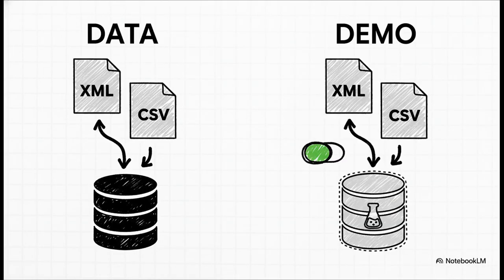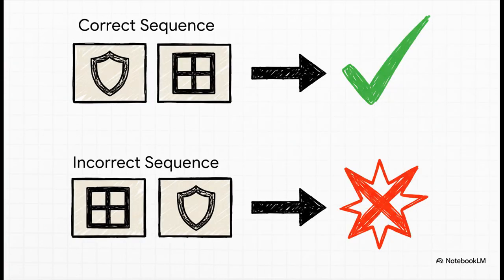Next up, data loading. The data key is just an ordered list of all the XML and CSV files that need to be loaded when your module gets installed or updated. The demo key does the exact same thing, but only for databases that have demonstration data enabled. And this brings us to a critical rule that you just can't ignore. Order matters a lot. You absolutely must load your security files, like your ir.model.access.csv, before you load your views. Why? Because if you don't, Odoo will try to load views for models that the user doesn't even have permission to see yet, and everything will just break.